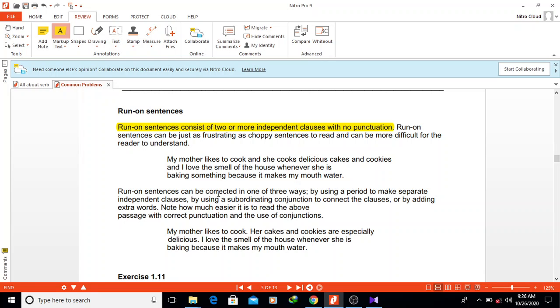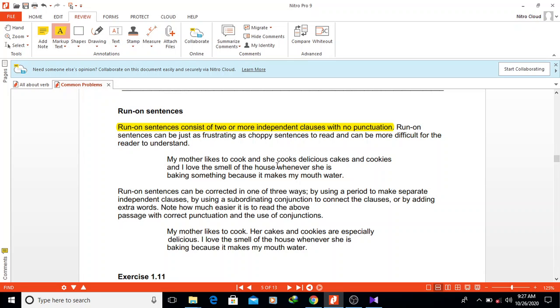Okay. So run-on sentences can be corrected in one of three ways. You can check here. Jadi bisa pakai period. You can use a subordinating conjunction to connect the clauses, or by adding extra words. Okay, so my mother likes to cook. Nah, dia milih di sini untuk memisahkan dengan titik. My mother likes to cook. Her cakes and cookies are especially delicious. Yang pertama ya. Jadi dipisah. And then I love the smell of the house whenever she is baking something, because it makes my mouth water.